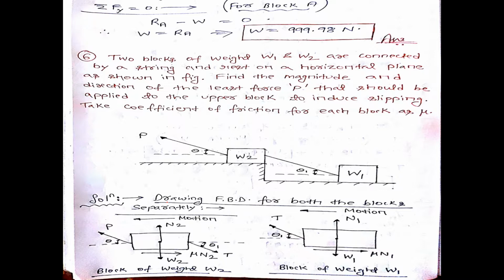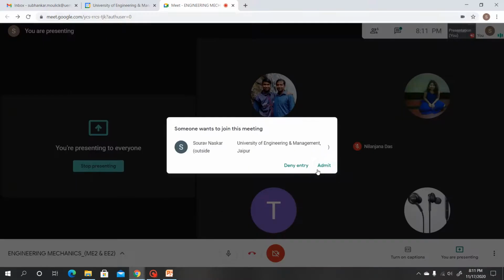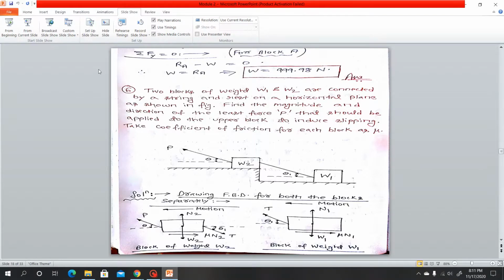Since we want to find the value of force P, the very first step, as we have been doing for many weeks, is to draw the free body diagram of both blocks separately. The leftmost diagram is the free body diagram of the second block, and the rightmost diagram is the free body diagram of the first block.